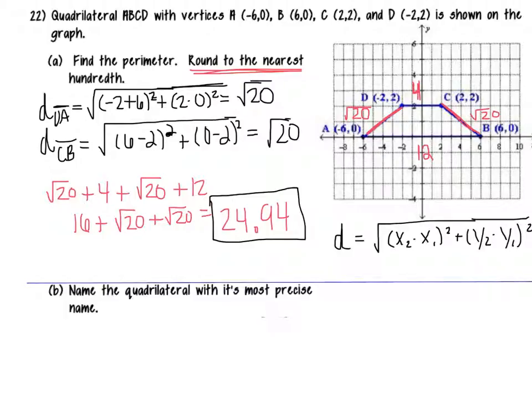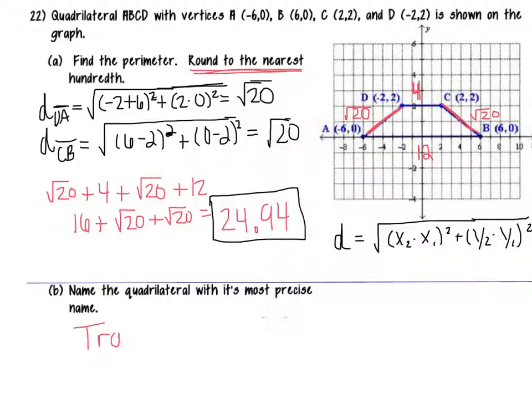All right, almost done. It says name the quadrilateral with its most precise name. So I'm looking at this, and I know that I have 2 parallel sides. I know that AB is parallel to DC, and I can tell that by visual inspection because the slope of AB is 0 and the slope of DC is 0 because there's no vertical change. So I know that those two are parallel. But I definitely know that AD and CB are not parallel because if I extend them out, I see that they're going to intersect.